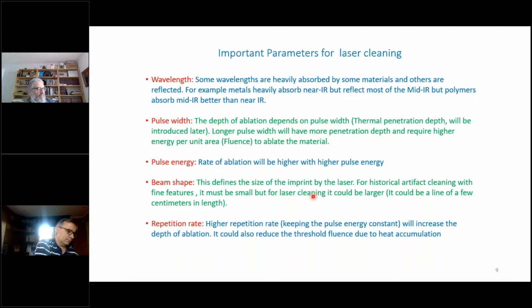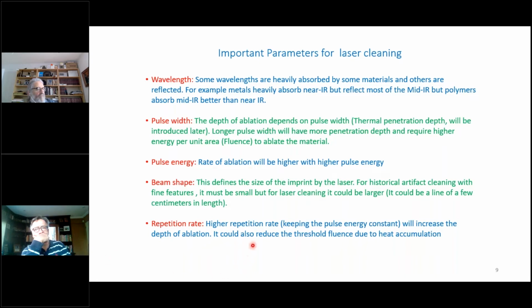Beam shape comes into the picture. If you are cleaning a surface with a lot of nooks and crannies and fine details, you would like to use a finer beam, or maybe if it's porous like concrete, you would like to use a finer beam. But if you're cleaning a flat surface, you can adjust the beam so that it's maybe 20 centimeters long as a line, and then you can work faster.